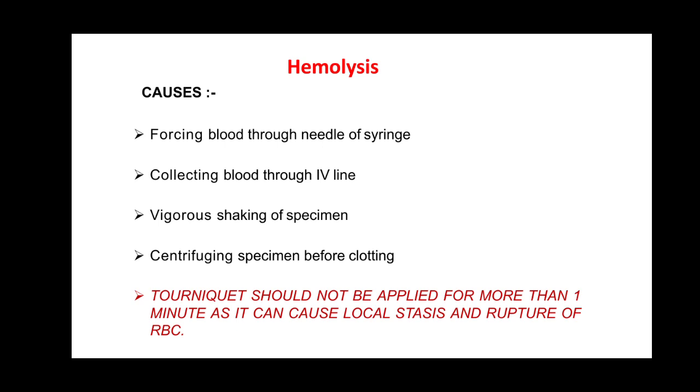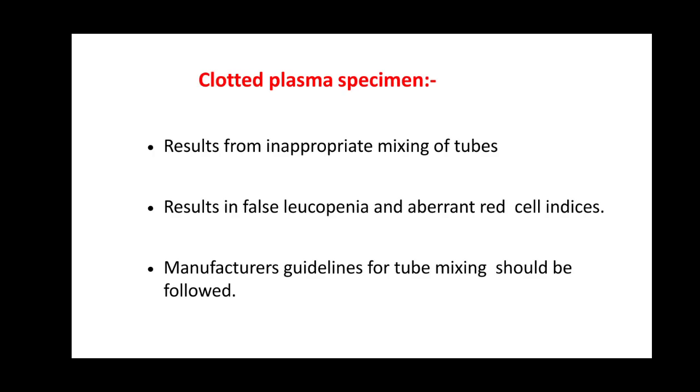So one has to centrifuge the sample after the clotting of blood. And the tourniquet should not be applied for more than 1 hour, as it can rupture the RBC. And the clotted specimen: clotted plasma specimen results from inappropriate mixing of tubes, and also results in false leukopenia and aberrant red cell indices.